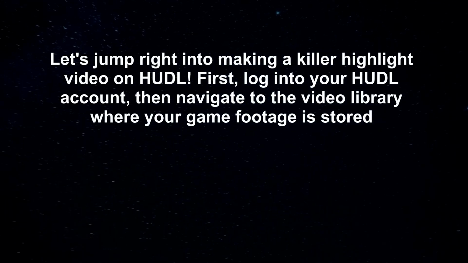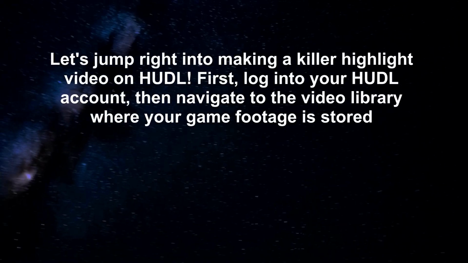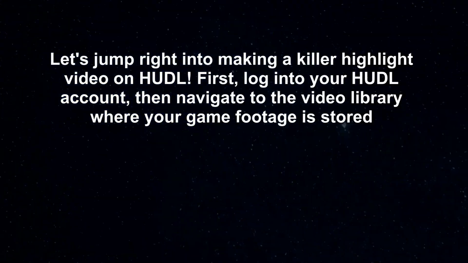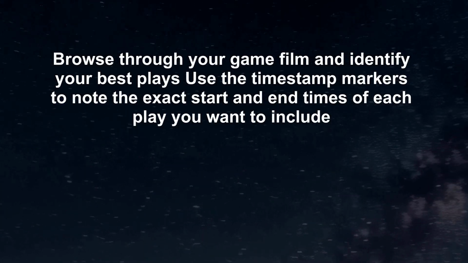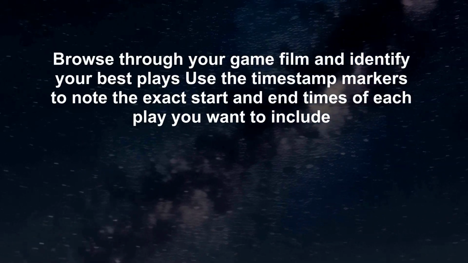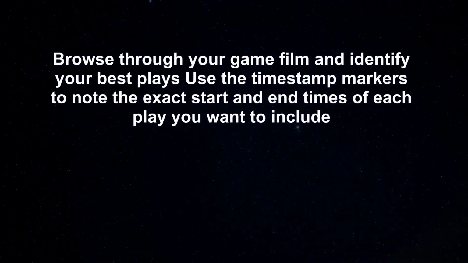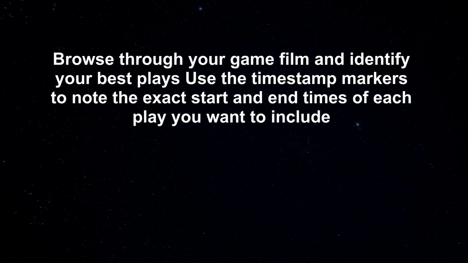First, log into your HUDL account. Then navigate to the video library where your game footage is stored. Browse through your game film and identify your best plays. Use the timestamp markers to note the exact start and end times of each play you want to include.